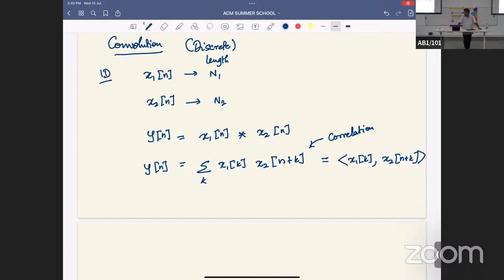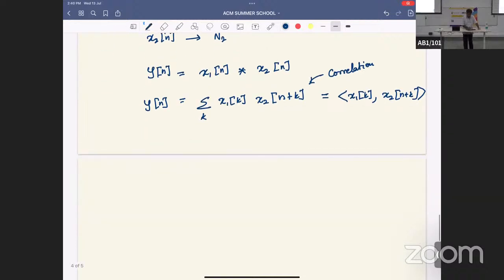Everyone understood? However many inner products I am going to take, that will be the length of the output y of n. So how many inner products? Let's take an example, because without an example it may look confusing.